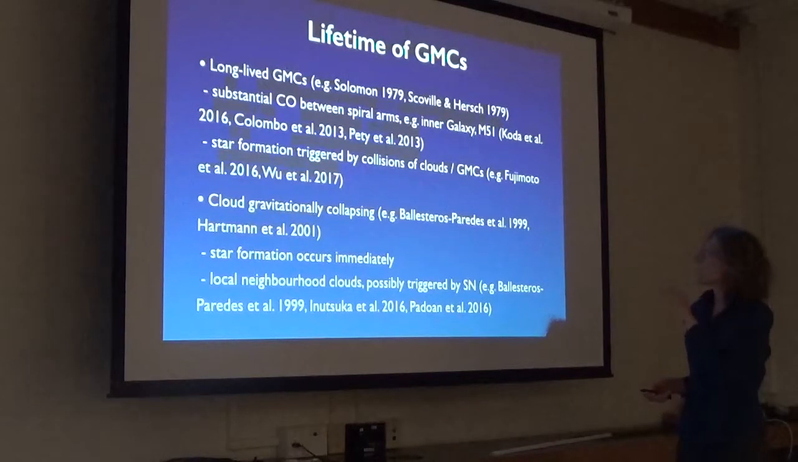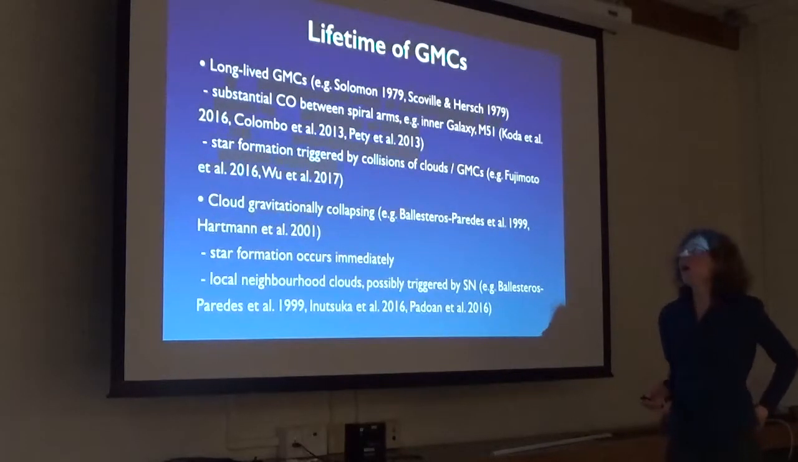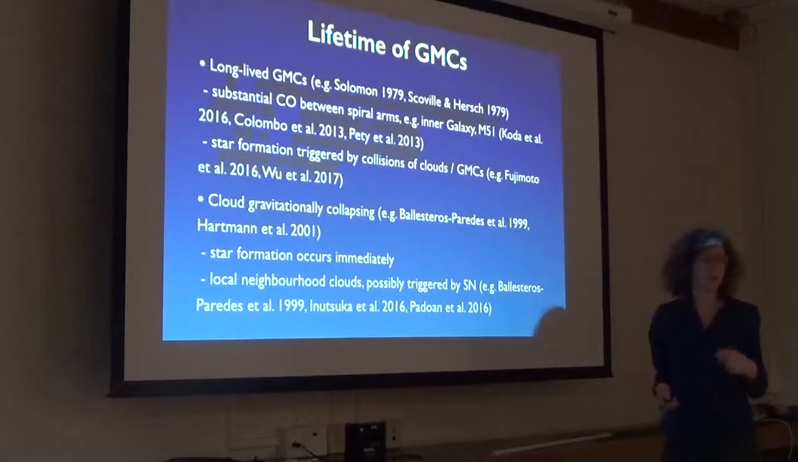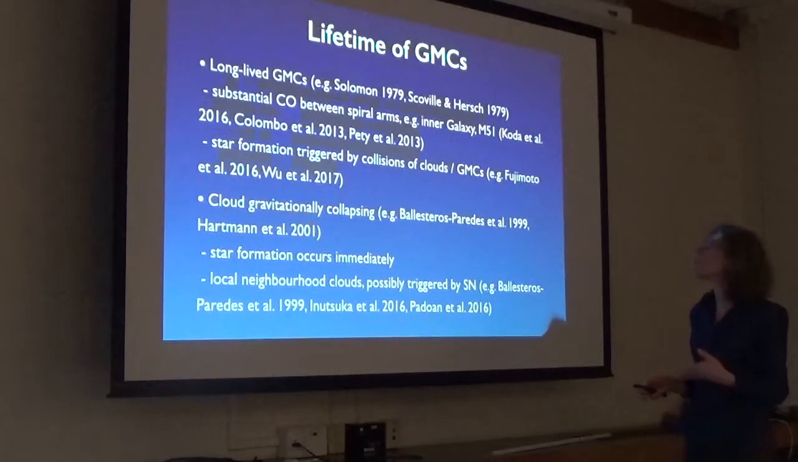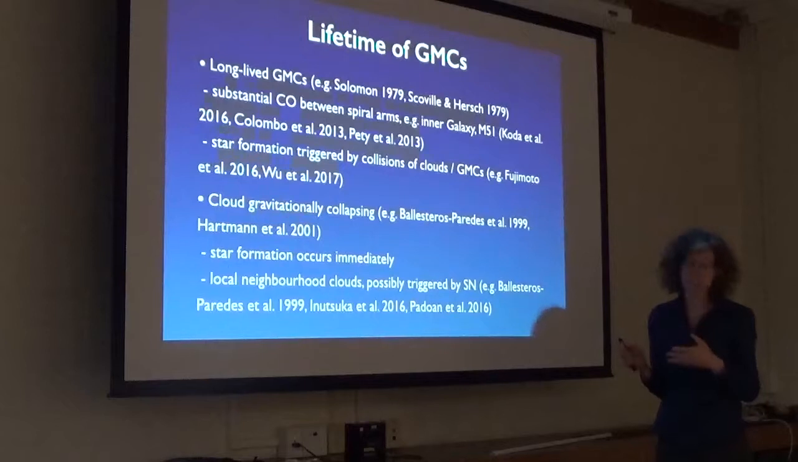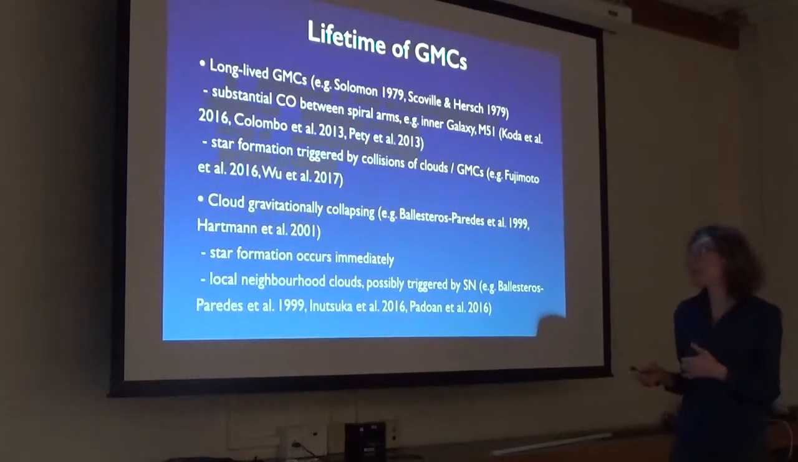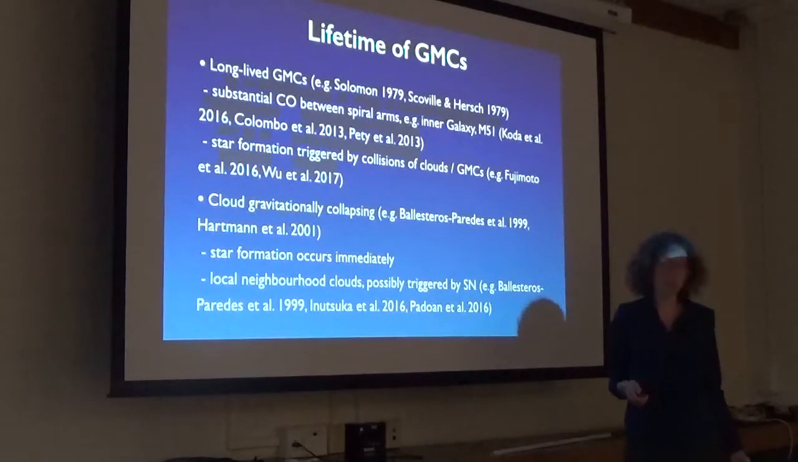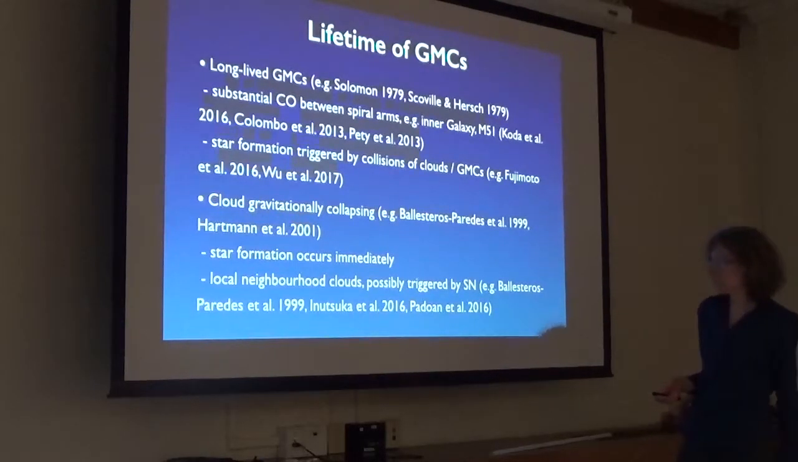I'd say probably the older idea is that GMCs are quite long-lived. Some of the rationale for that was that if you look at M51 or the inner part of our galaxy, there's a lot of molecular gas between the spiral arms, so people think that the clouds just survive a long time between the arms. Connected with long-lived clouds is the idea of collisions of clouds. If they last a long time, then it's possible for them to undergo collisions. Some groups suggest that this triggers star formation.